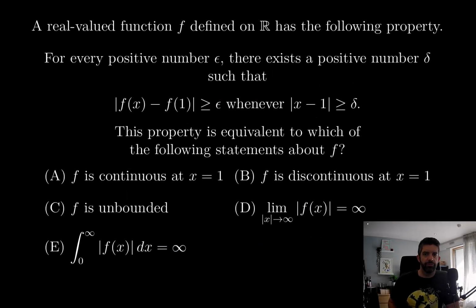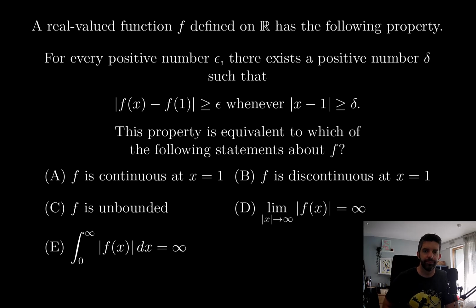A real-valued function f defined on R has the following property. For every positive number epsilon, there exists a positive number delta such that |f(x) - 1| is greater than or equal to epsilon whenever |x - 1| is greater than or equal to delta. This property is equivalent to which of the following statements about f?